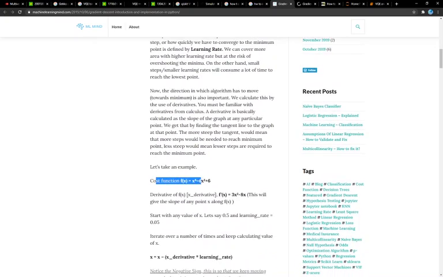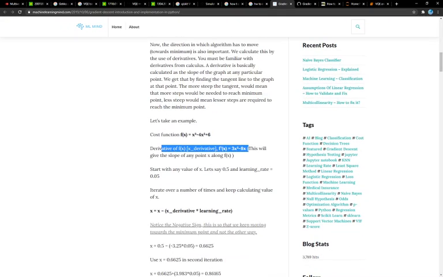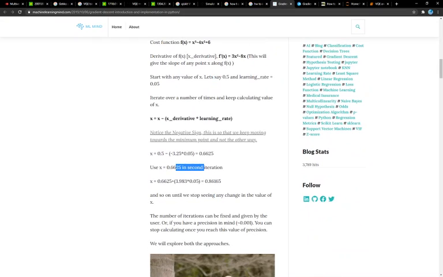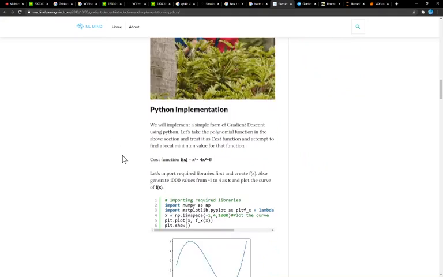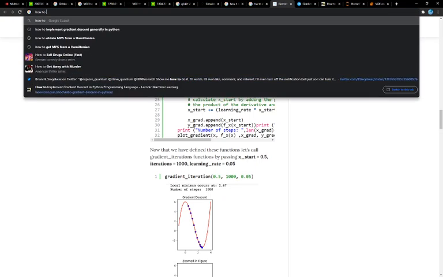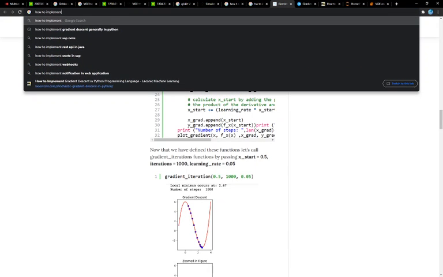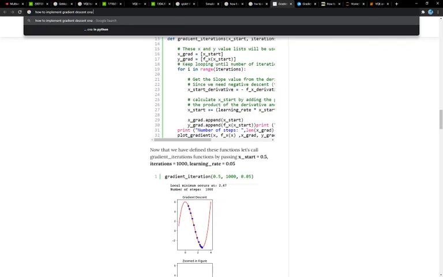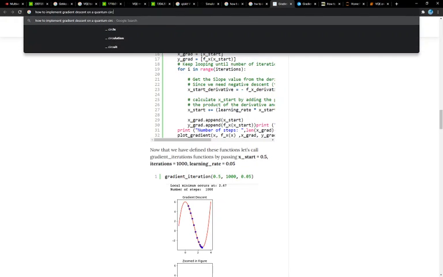Again, they use the cost function, and then you pre-calculate the derivative. Is that it? Because my cost function is going to be, what is it going to be? It's going to be the energy, right? Maybe. How to implement gradient descent on a quantum circuit?